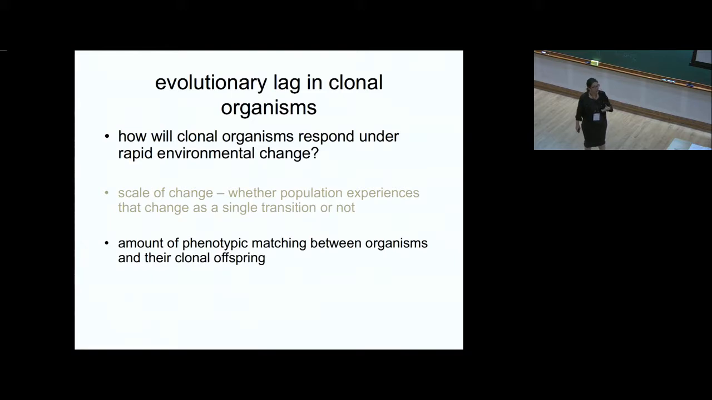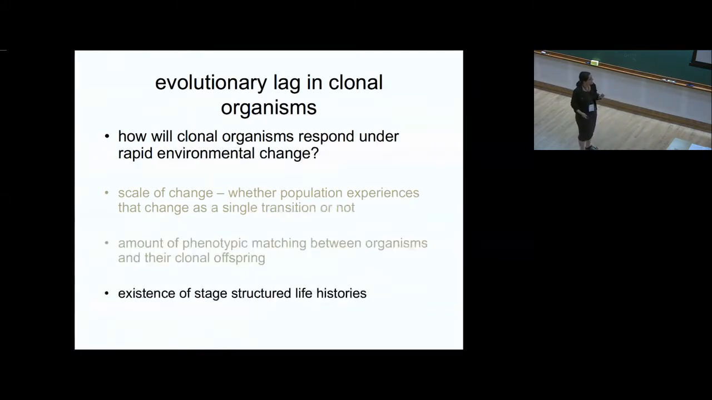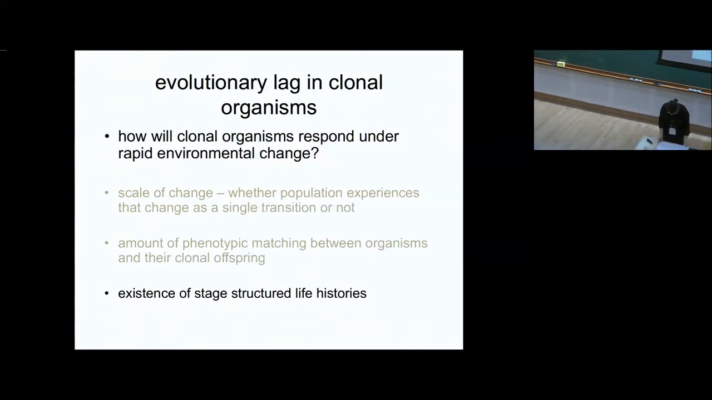The other thing is the kind of clonal reproduction. If it's something like those hydra or vegetative spread, we expect rho to be quite high. And if it's a different kind of clonal reproduction, it might be low. So this might depend on the type of clonal reproduction. And finally, the existence of stage structure of long-lived organisms.